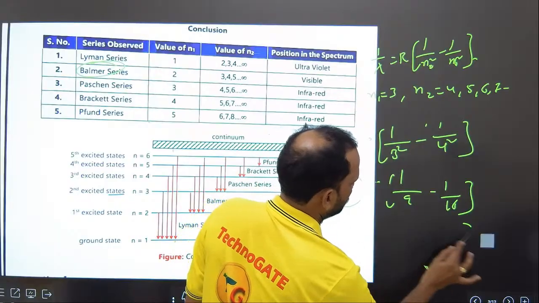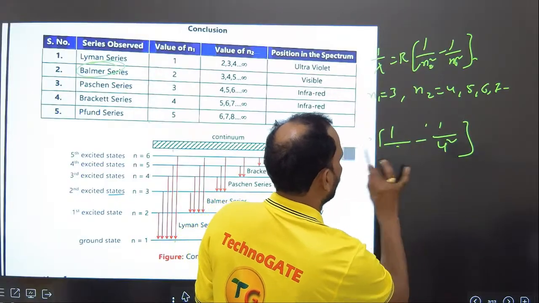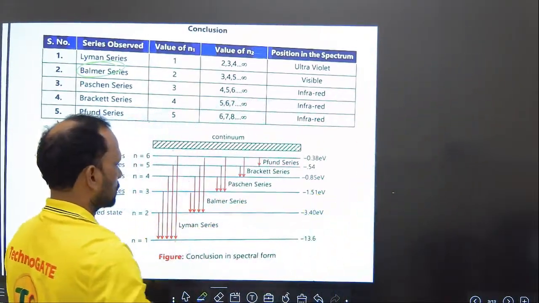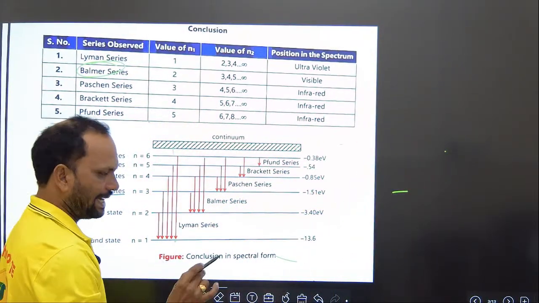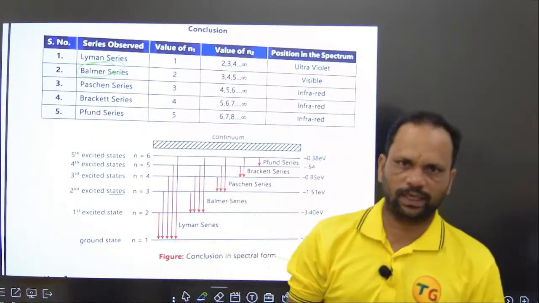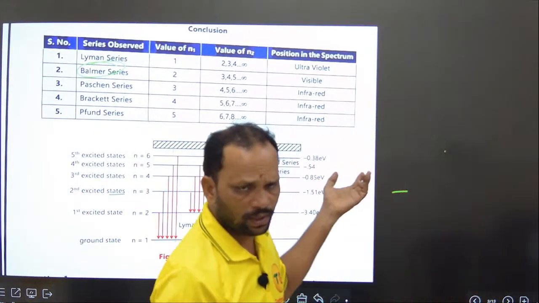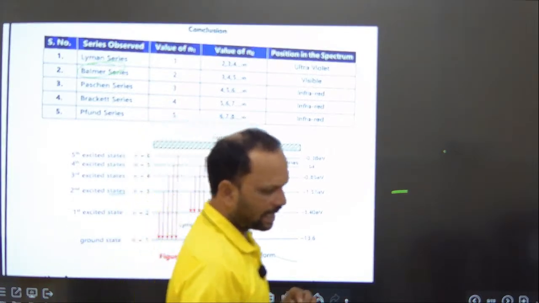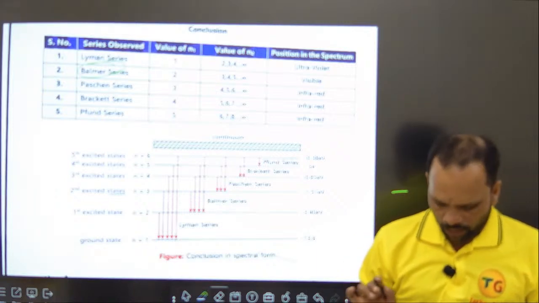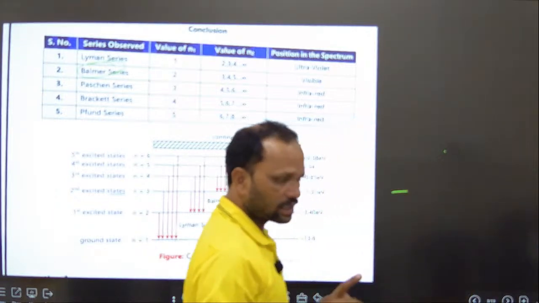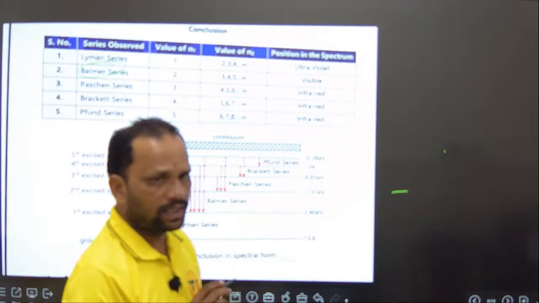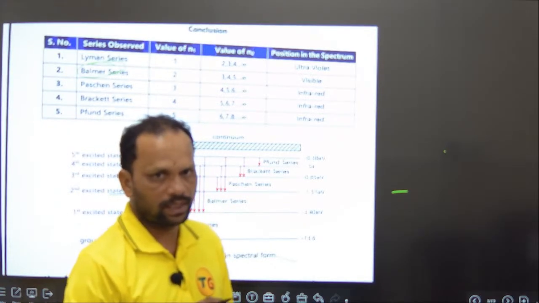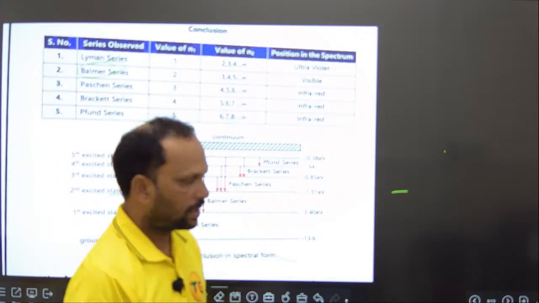The hydrogen spectrum is very important. Mostly 50 to 60% of the questions will come from the hydrogen spectrum. So don't miss any single point in the hydrogen spectrum. We'll discuss some questions on the hydrogen spectrum also. So this is about the Bohr atomic model. The next single topic is the limitations of the Bohr atomic model.